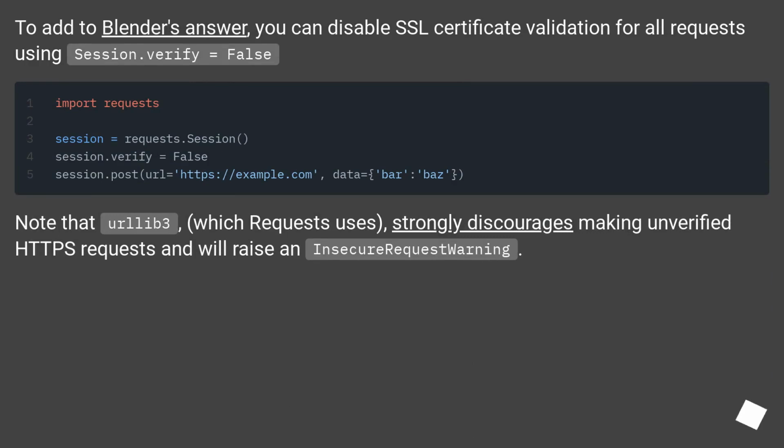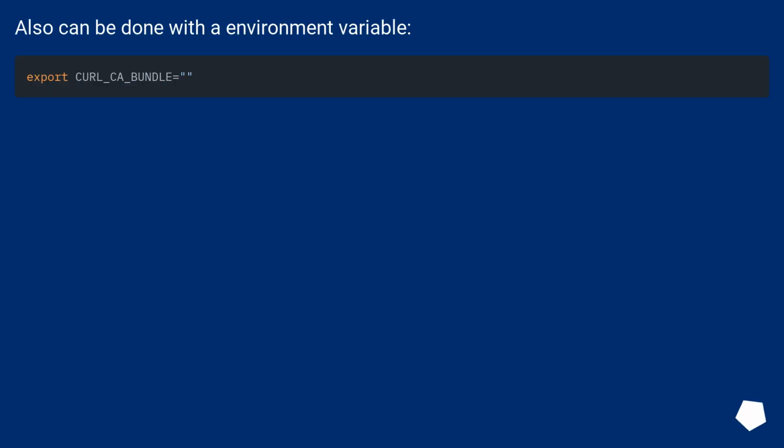To add to Blender's answer, you can disable SSL certificate validation for all requests using session.verify equals false. Note that urllib3, which requests uses, strongly discourages making unverified HTTPS requests and will raise an InsecureRequestWarning. Also can be done with an environment variable.